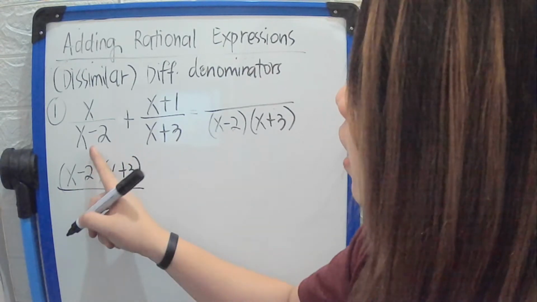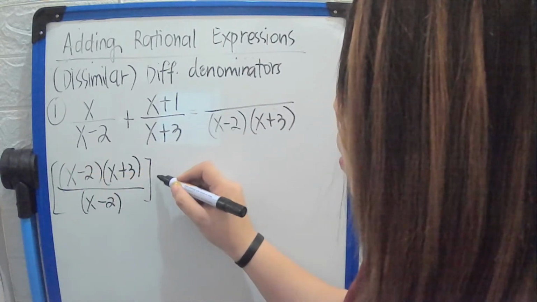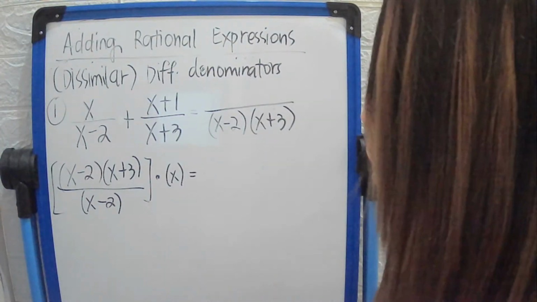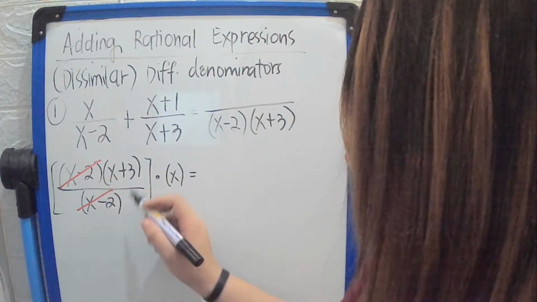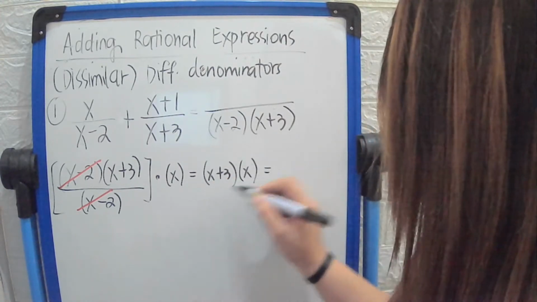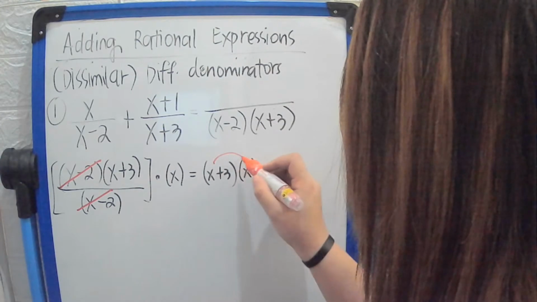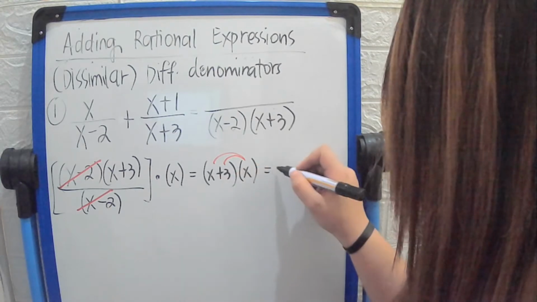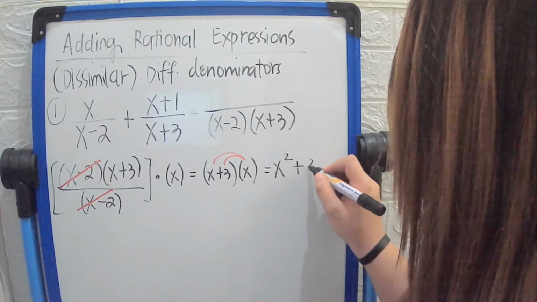We will divide it by the first denominator, and then the answer will be multiplied by the numerator, which is x. So what we're going to do here is to cancel out this one because they are the same. So you're left with x plus 3. Multiply it by x. In multiplying a binomial by a monomial, we distribute the monomial by multiplying it to each term in the binomial. So x multiplied by x, you add the exponents, so that will be x squared. Then plus x multiplied by 3, that will be 3x.